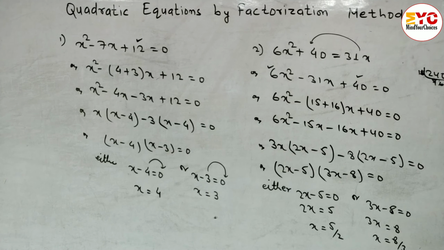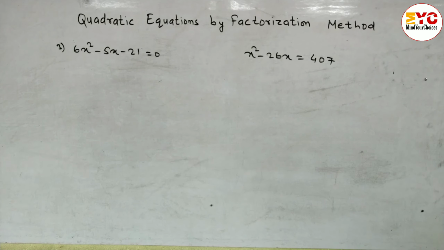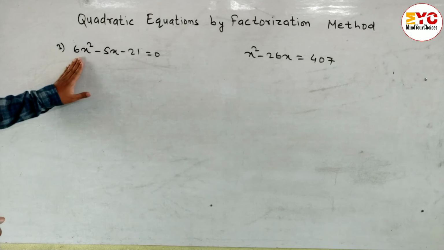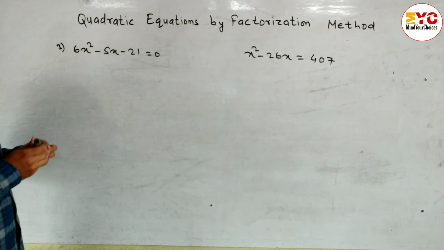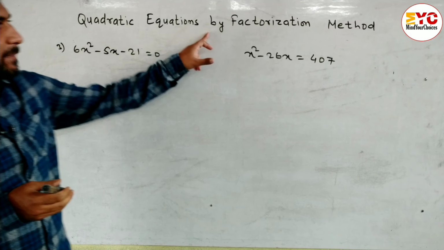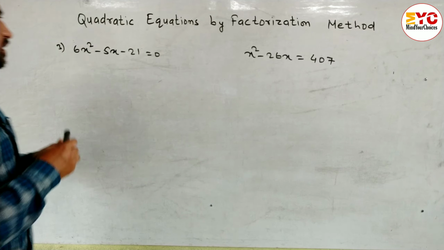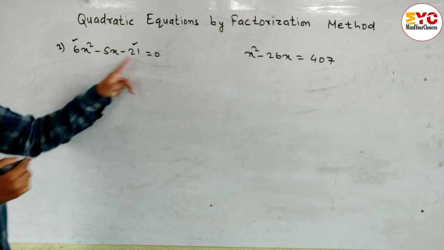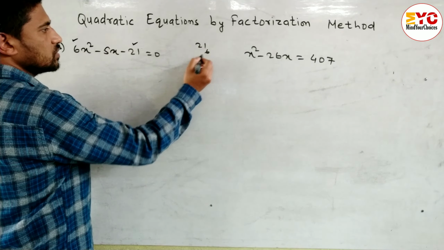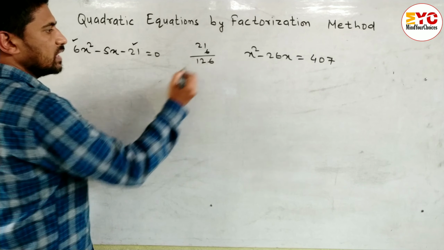Okay, now look at the next question in the same process, quadratic equation by factorization method. I will solve 2-3 more questions in this video. Keep watching till last. Here the next question is 6x square minus 5x minus 21 is equal to 0. We have to solve this quadratic equation by factorization method. So first of all, we have to factorize. First and last, we have to multiply 6 into 21, 21 into 6. We get here 126.